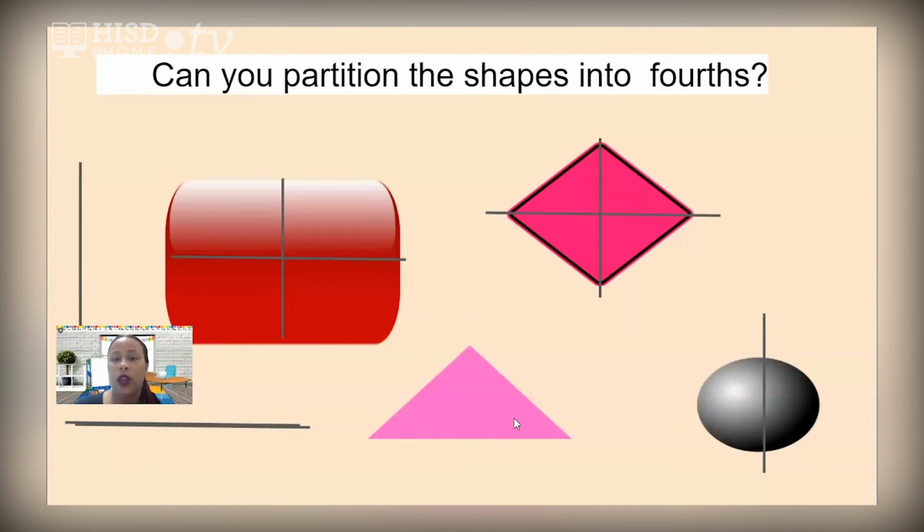Look at the triangle. Can we partition the triangle into fourths? No, there is no way to cut, separate, or divide this triangle to get 4 equal pieces. So let's look at the sphere. It's already been partitioned into halves. Where should we add the line so that we can partition it into fourths? You guessed it, we can draw a line straight across the middle so that we can have 4 equal pieces.